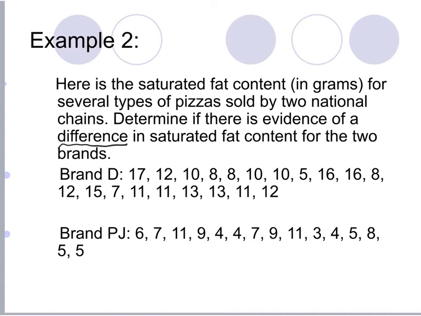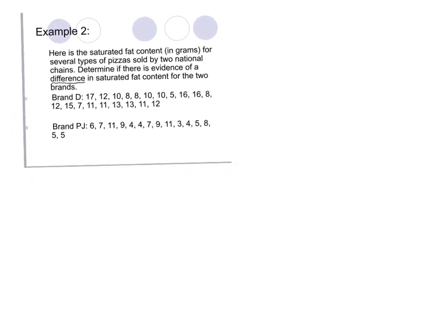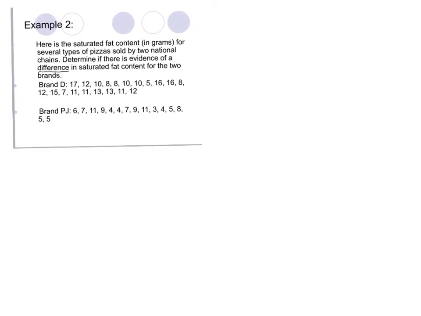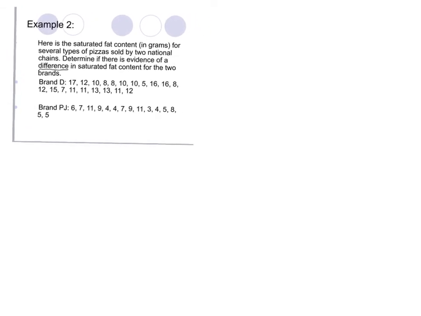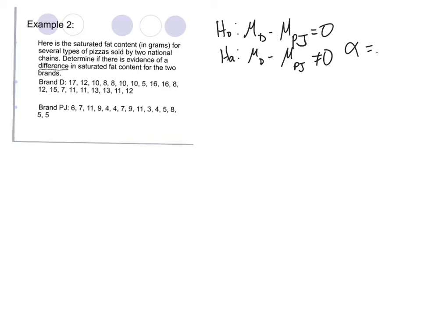Okay, now that that's in the calculator, you want to make sure you report the means and standard deviations. Even if you're going to do the whole thing in the calculator, you need to state what those things are. So let's first talk about our hypotheses. Our null hypothesis is that mu for D minus mu for PJ is equal to 0. And our alternative is that it's not equal to 0. And we'll set an alpha of 0.05. And then we can look at our conditions.